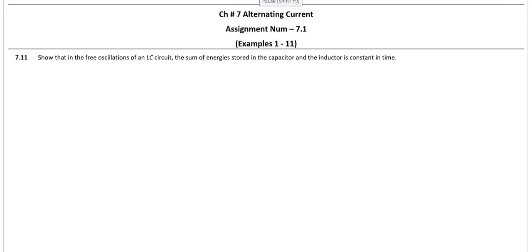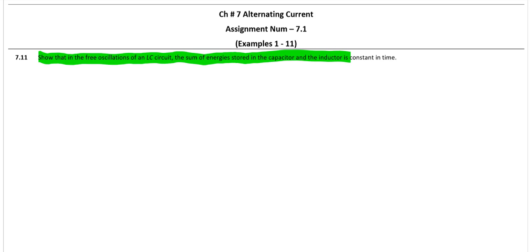Hello students, we are in the last illustration of chapter 7, alternating current, in this video. The 11th illustration it is. The question is: show that in free oscillations of an LC circuit, the sum of energies stored in the capacitor and inductor is constant in time.